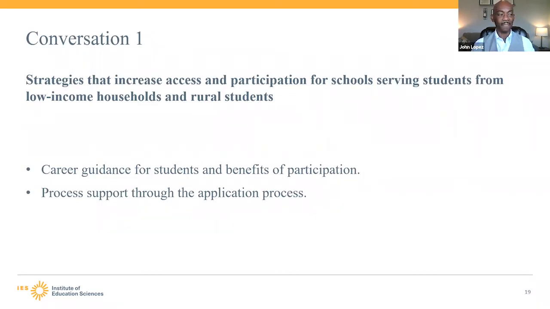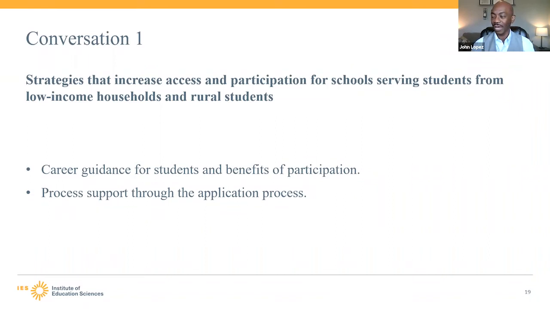The thinking here is that for each conversation, and there are 3 of them, we have a topic, and there are some bullet points that are for the audience, for the participants, to react to and ask questions. They're also for our panelists to use as cues for whatever they would like to share with us in relation to the conversation. I will kick off each conversation by directing the question to one of our panelists who will begin. Once he or she has spoken, we're all free to share whatever we like, especially the other panelists. So conversation 1: strategies that increase access and participation in schools serving students from low-income households and rural students.